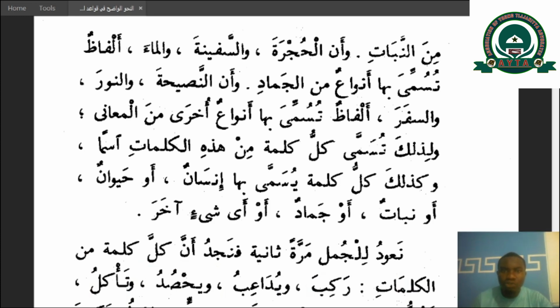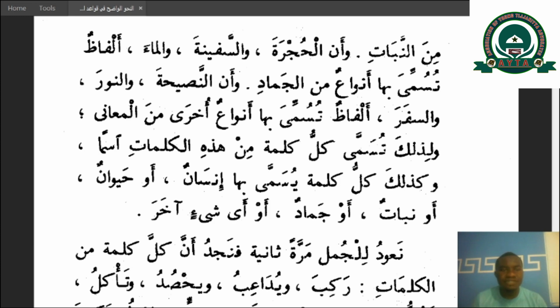Okay. So in this case, and that words like al-hujra, the room, was-safina, and the ship, wal-ma, and water, alfazun tusamma biha anwa'un min al-jamadat. These are words used to name types of inanimate, static objects. So the room, the ship, water, these are words given to inanimate objects. They are not humans, they are not animals.